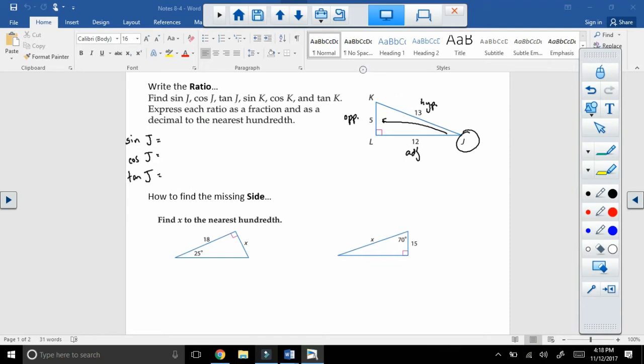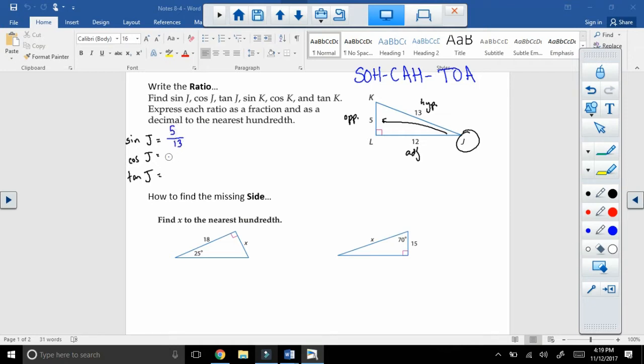We're talking about the adjacent leg. So again, if you write SOHCAHTOA at the top, you probably already have it. I'm going to write it up here again. If I want to know the ratio for sine, sine is the opposite over the hypotenuse, so I would just write 5 over 13. And that's it.